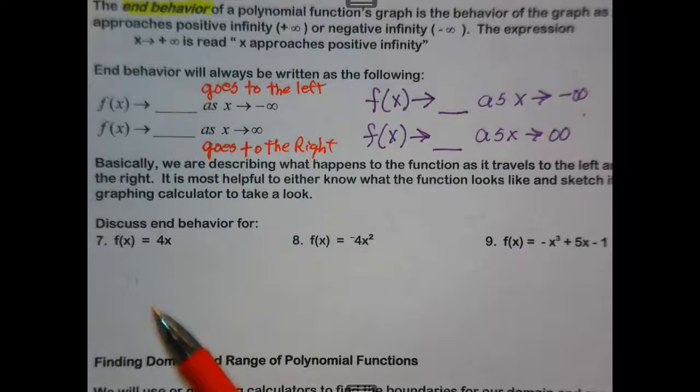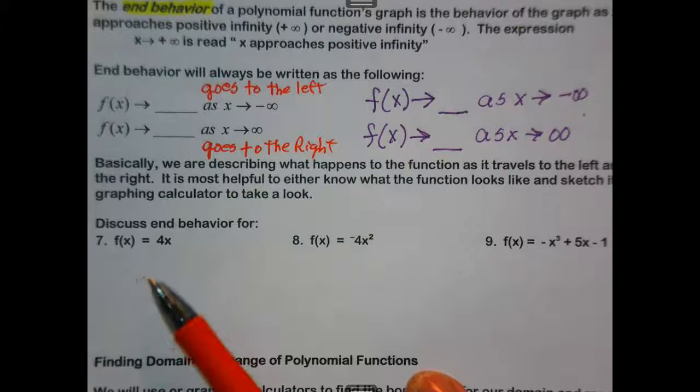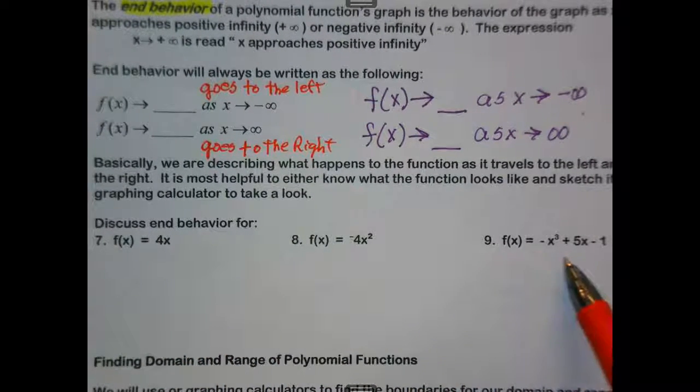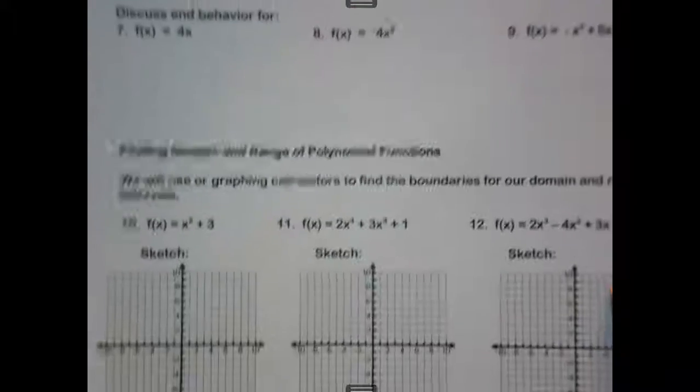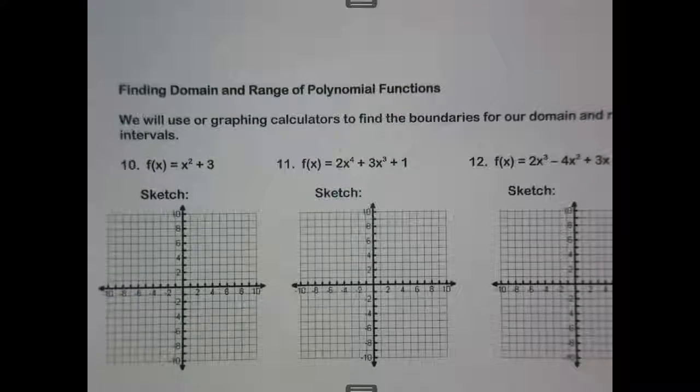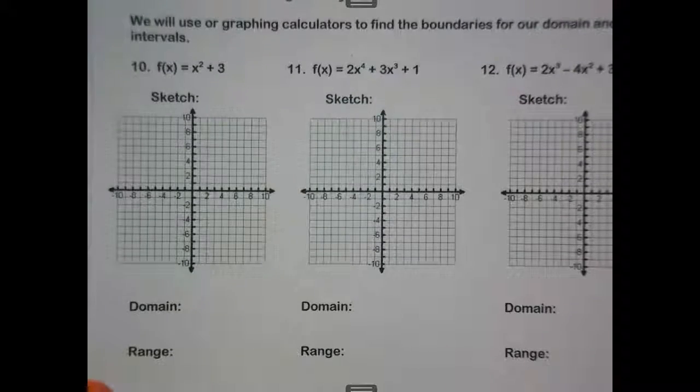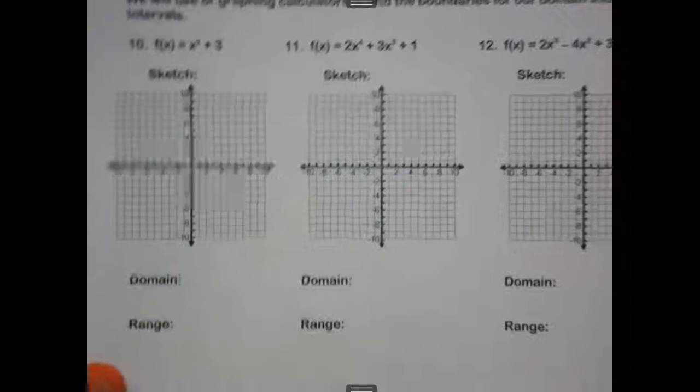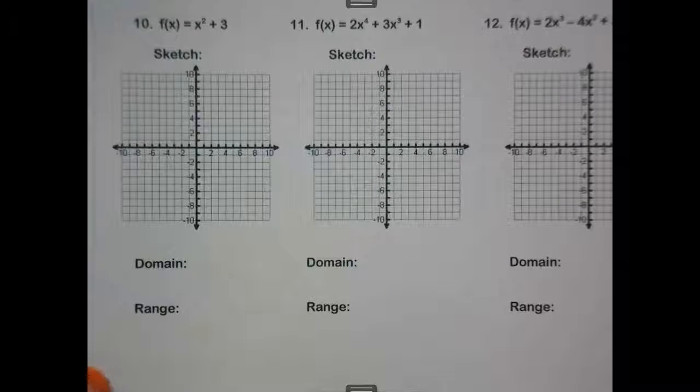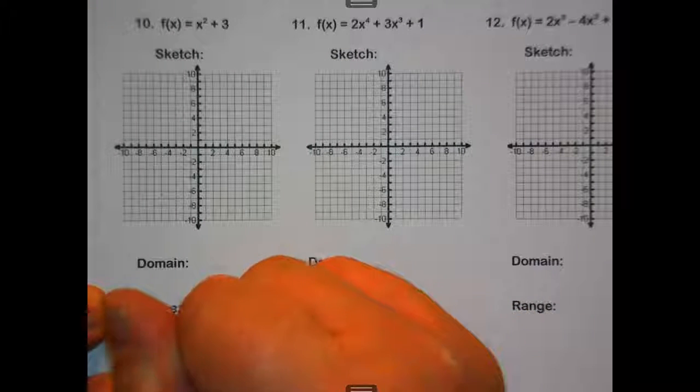I don't like these because there's no graph on them. I would prefer to do them with a graph. So let's do number 10. And let's describe the domain and range and then the end behavior. So I already told you, you've got to do the end behavior. So what are you going to do? Well, you're going to put in your template.